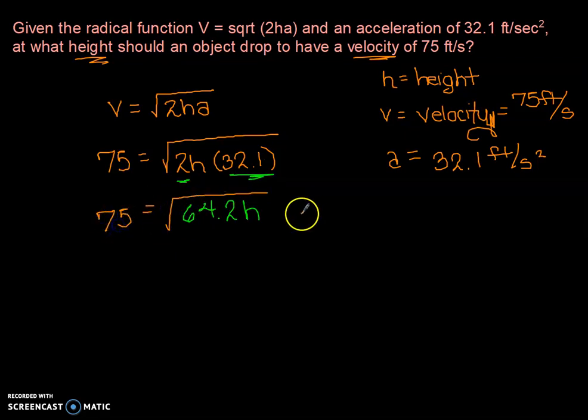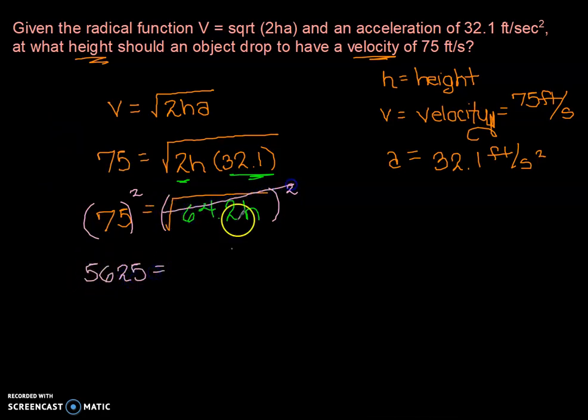So my goal now is just to get h by itself. 64.2 times h, well, they're stuck in a square root. So to get rid of the square root, we square it. Whatever you do to one side, you do to the other. And then we have 75 squared, which will give us 5,625 equals, square and square roots get rid of each other, leaving you with 64.2h.